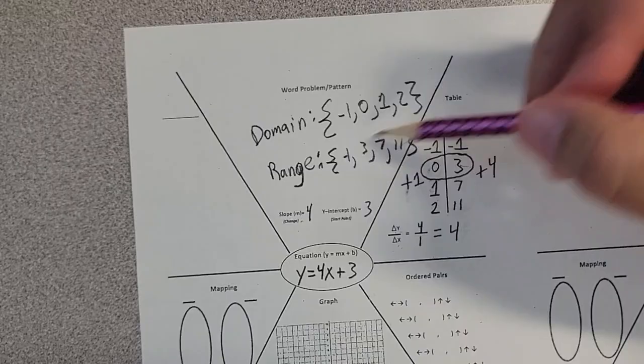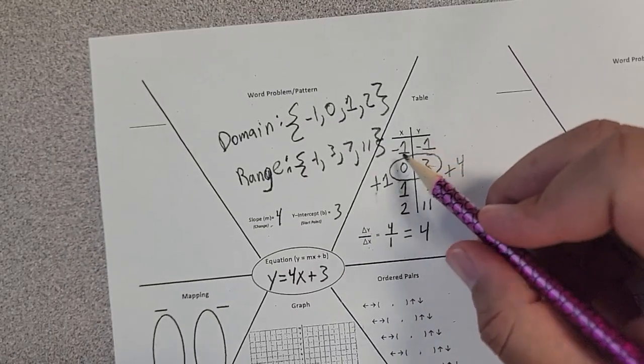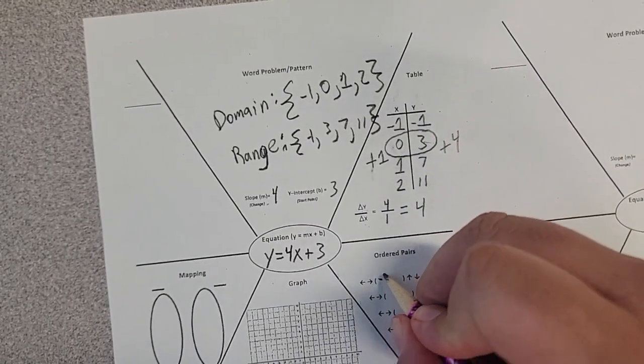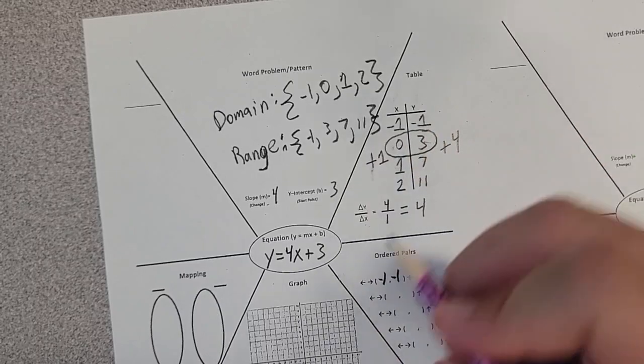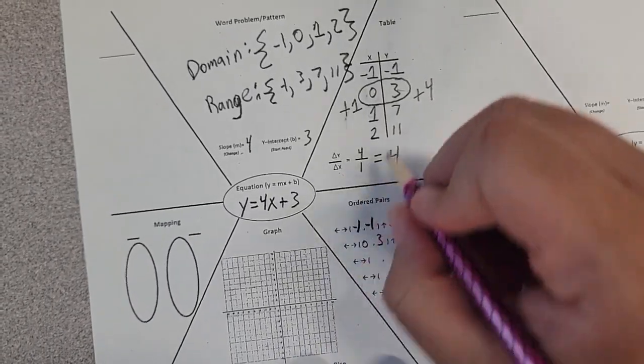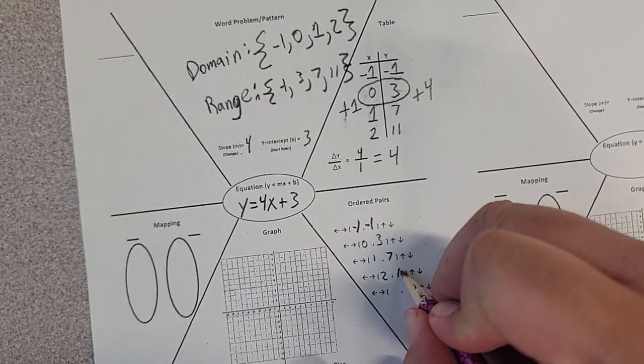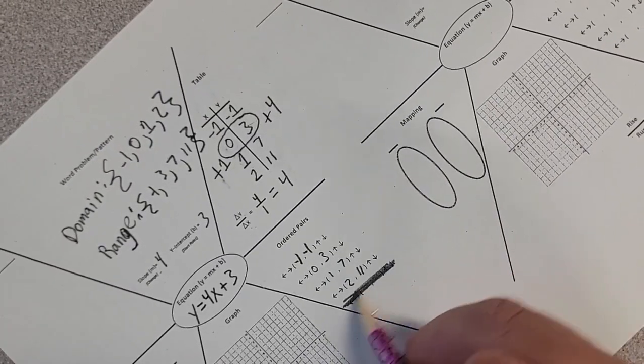So I have my domain and range numbers. Ordered pairs, we're just going to write them down, copy it down. -1, -1, 0, 3, 1, 7, and then 2, 11. All right, we don't need the last one. You can scratch it out if you want to. We only have 4 points.